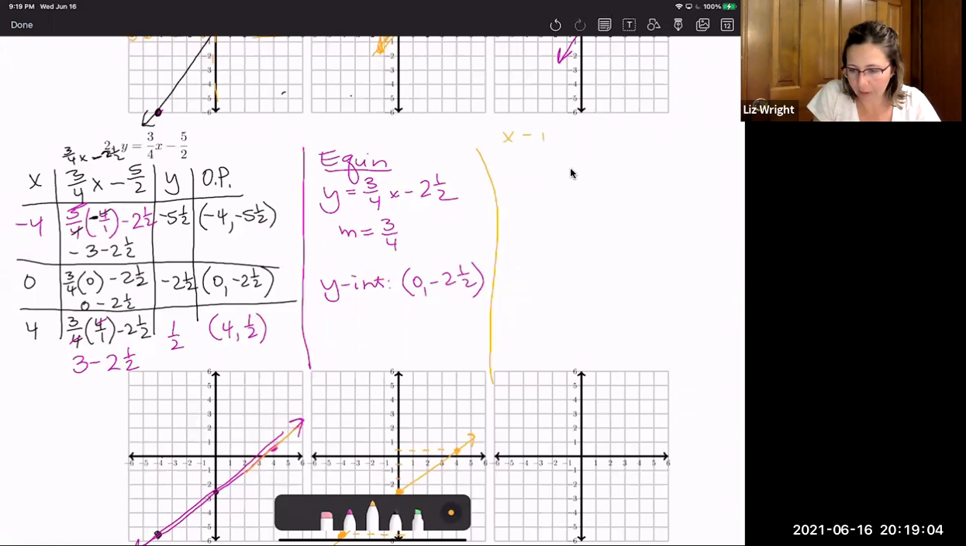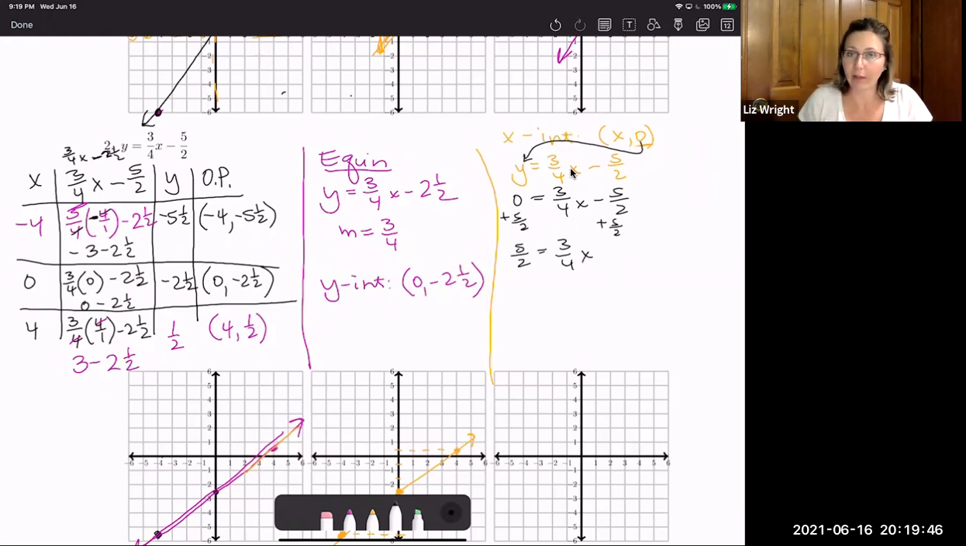So our x-intercept is going to be x, 0, which tells you what to do. It says substitute 0 in for y and solve for x. So we've got y equals 3/4 x minus 5/2, I'm just going to leave it as 5/2 this time. And then I'm substituting 0 in for y. So I'm going to have 0 equals 3/4 x minus 5/2. I'm going to add the 5/2 over. And then I've got 5/2 equals 3/4 x.